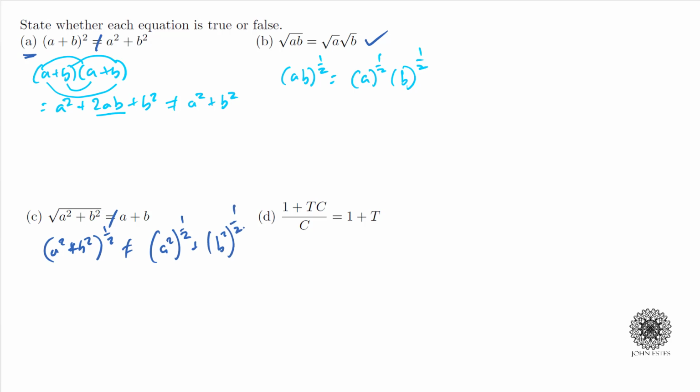Okay, on the next one, before I say whether it's true or not, let's try to see if this works. Let's multiply both sides of this equation by c. And so when I do that, I end up with 1 plus tc equals c plus tc. Okay, so from here you can see that in general this is not the same thing, unless c equals 1. If c equals 1, then we actually do get the same thing.